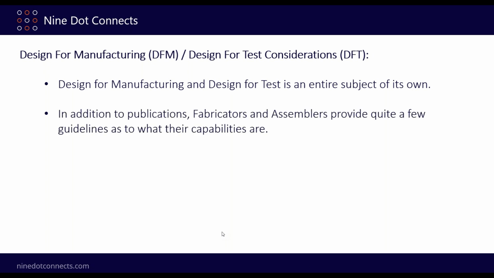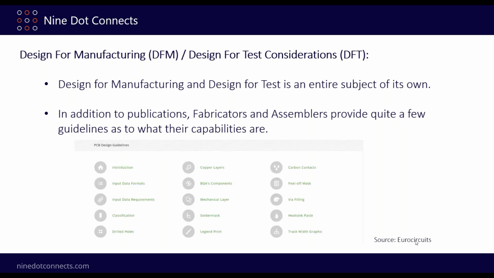What I recommend, in addition to publications, is that fabricators and assemblers provide a lot of information and guidelines about their capabilities. I just did a quick search on the web yesterday. Eurocircuits is a great company that a lot of people use. They've got PCB design guidelines that you can go through, and a lot of these companies do the same. If you know who your fabricator and assembler are, going through their PCB design guidelines is very important to do very, very early on.